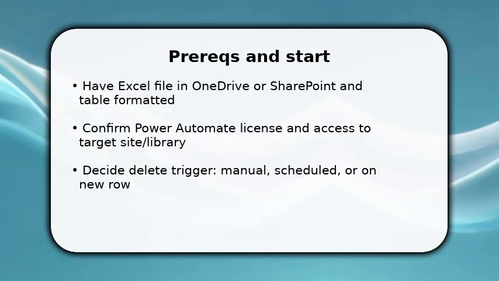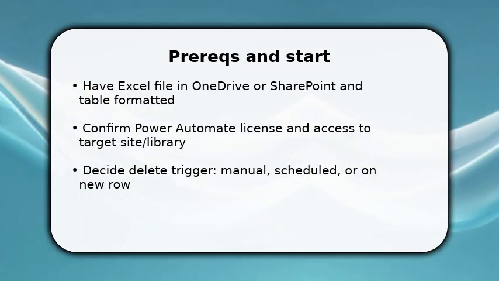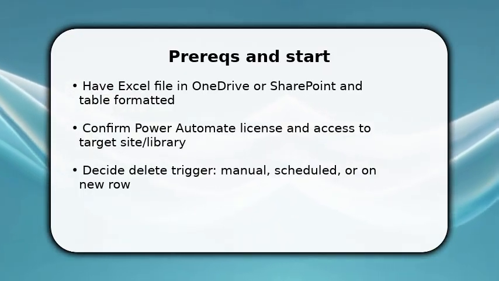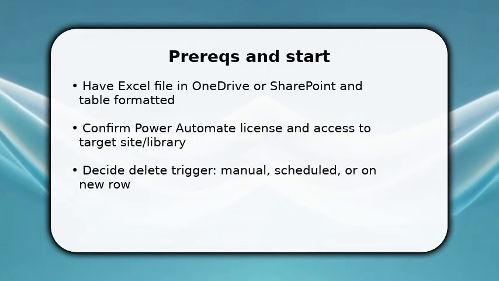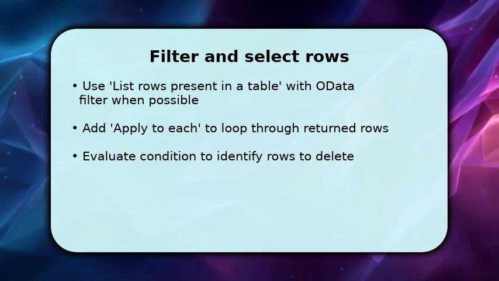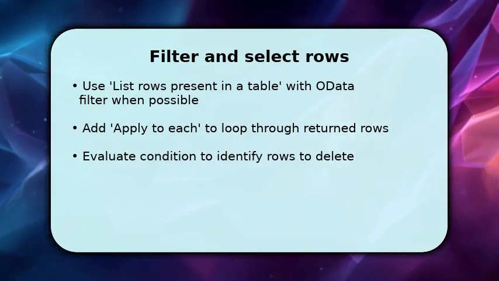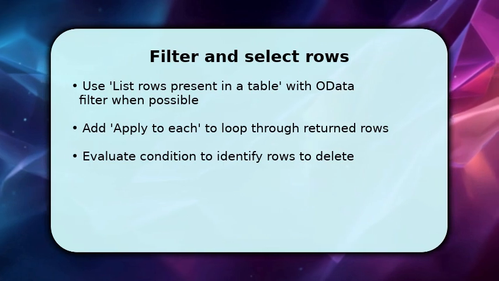This pulls the data you will evaluate. Make sure your connection uses the account with edit permissions so deletion will be permitted later. Once you have the rows, apply an OData filter in the List Rows action to reduce payload when possible.